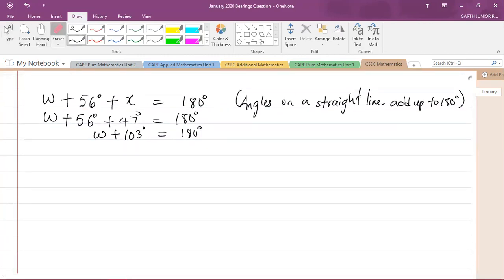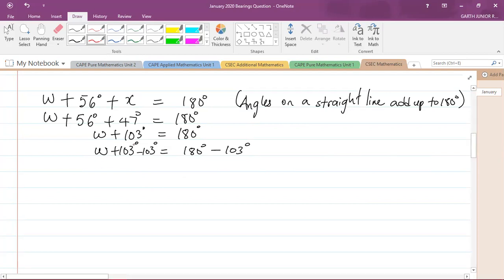So W plus 103 degrees equals 180 degrees. Now I need W alone on this side of the equation. So I need to subtract 103 degrees from both sides of the equation. What I have is W plus 103 degrees minus 103 degrees equals 180 degrees minus 103 degrees. So I'm subtracting 103 degrees from both sides of the equation.